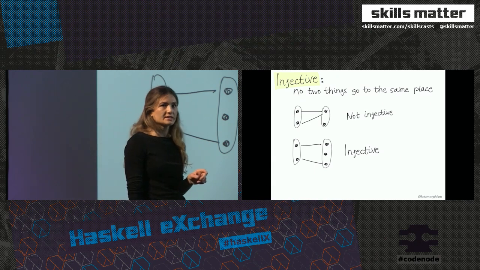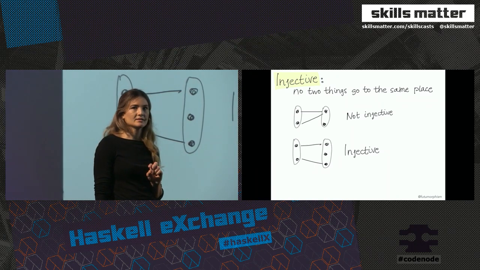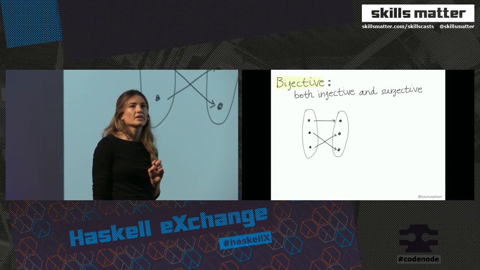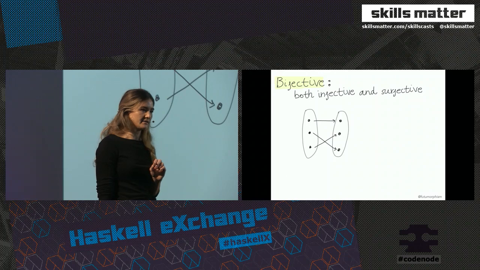And a function is called injective if no two things go to the same place. And it is called surjective if every B is mapped by something in A. And it's called bijective if it is both injective and surjective. And this is also known as a one-to-one correspondence.